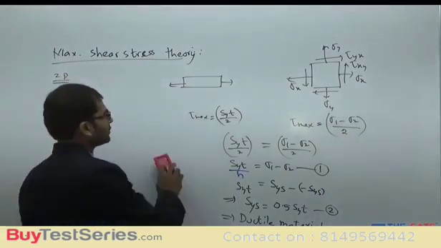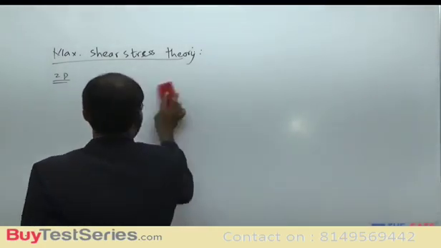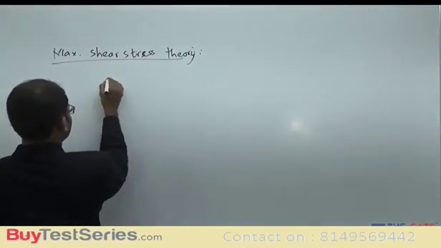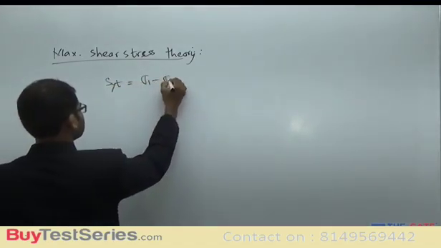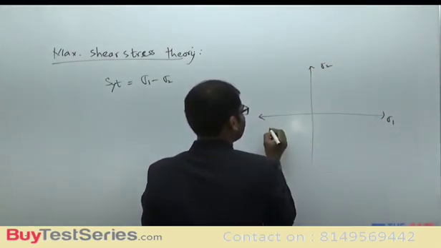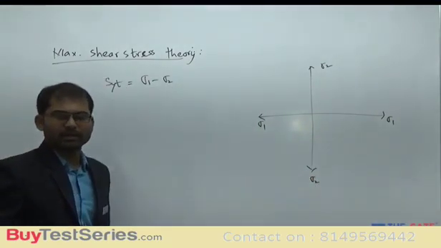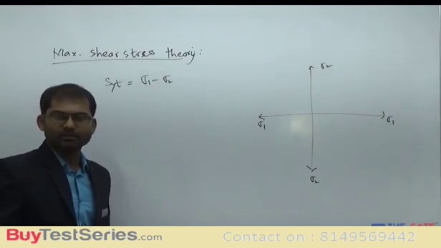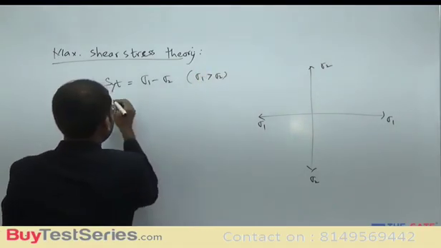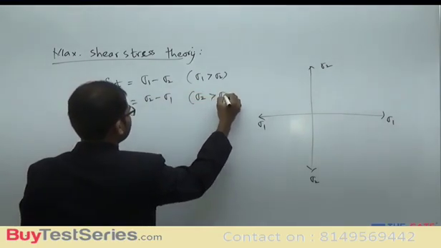Now if you are going with the region of safety, to draw the region of safety we need equation number 1, SYT is equal to sigma 1 minus sigma 2. Anyway, we are drawing the graph between only sigma 1 and sigma 2. We are not concerned regarding sigma 3. So SYT is equal to sigma 1 minus sigma 2 if sigma 1 is greater than sigma 2, and SYT is equal to sigma 2 minus sigma 1 if sigma 2 is greater than sigma 1 here.